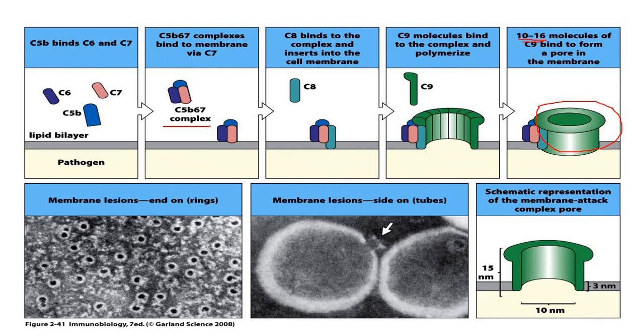This is the artist diagram, and if you see, exactly the same thing takes place, you have an electron microscopic diagram. This is how the membrane lesions look on the rings, and finally if you magnify it further under electron microscope, this is how the membrane attack complex, MAC, looks on the surface of the pathogen. So, this is how the membrane attack complex forms.